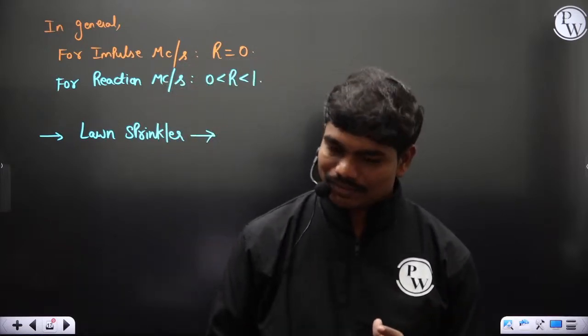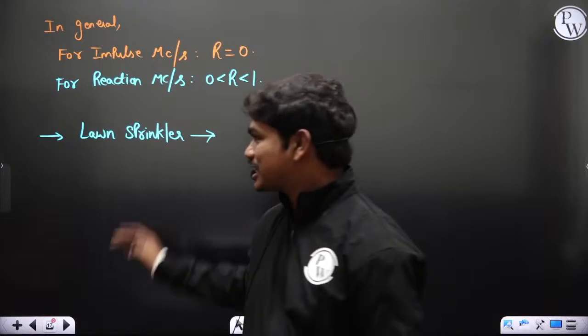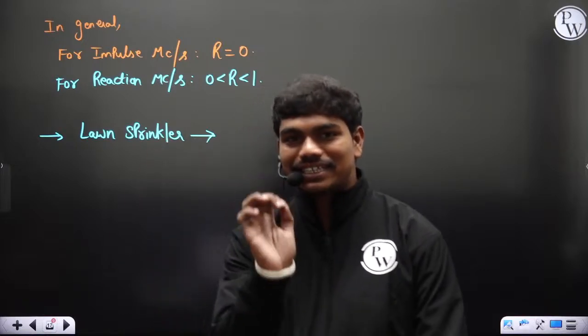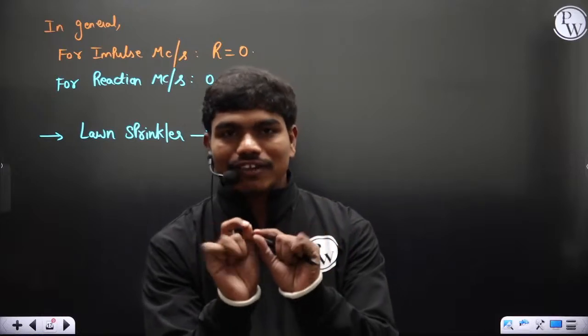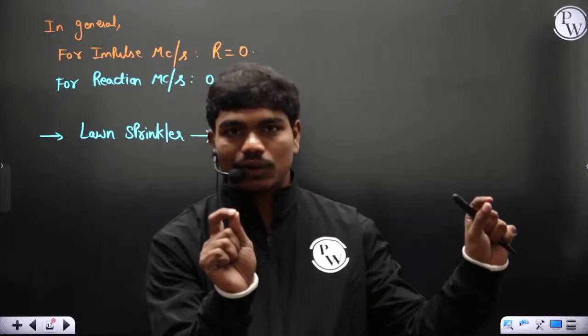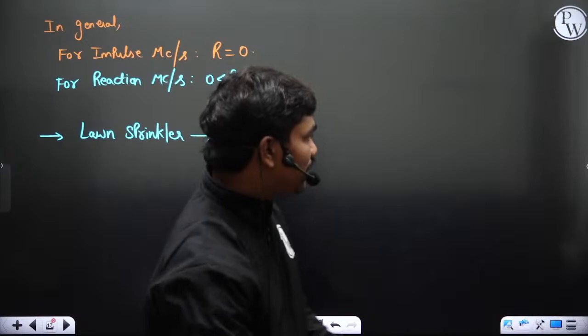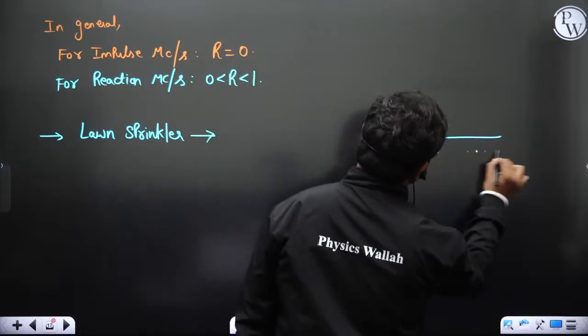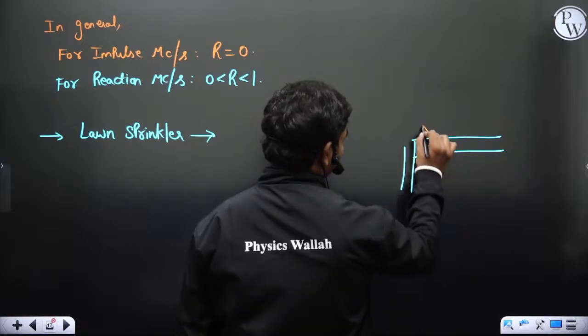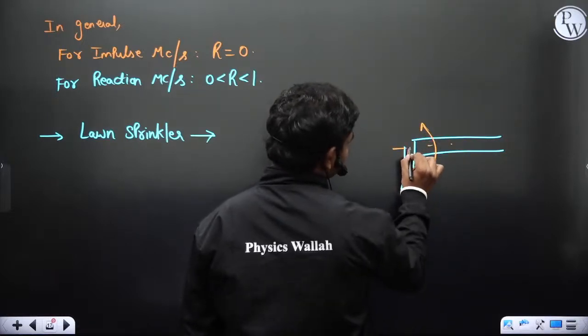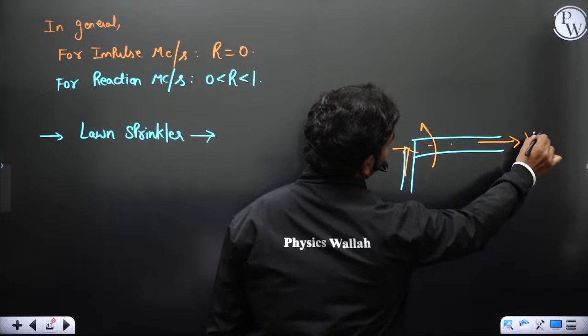I'll tell you the answer: this is a reaction turbine, because you clearly see that at the inlet the velocity is present. Whatever the velocity is there, the same velocity will be there at the outlet normally. For example, if I have a lawn sprinkler like this, rotating about this axis, whatever is the velocity of the flow going here, the same will be the velocity of the flow going here.